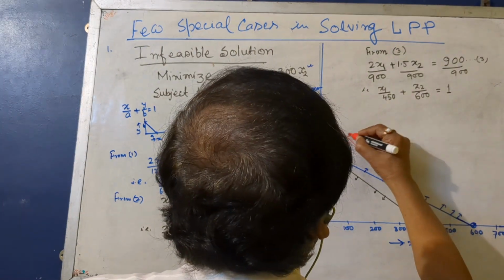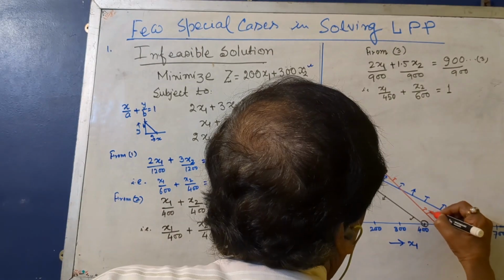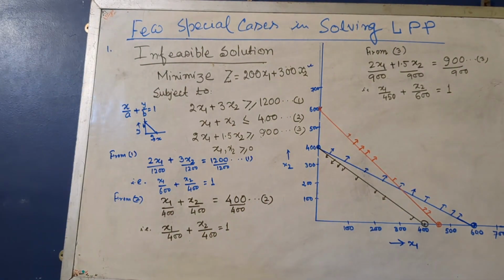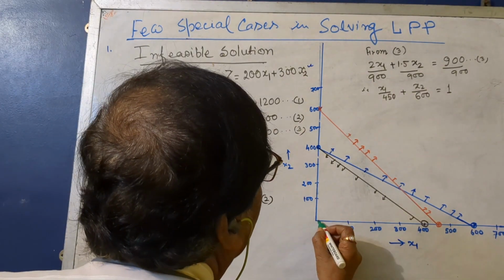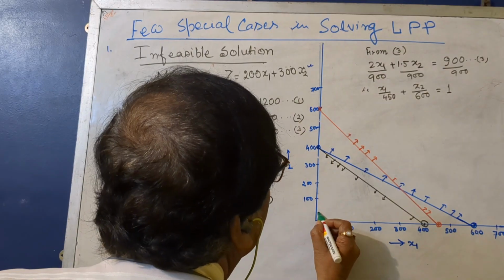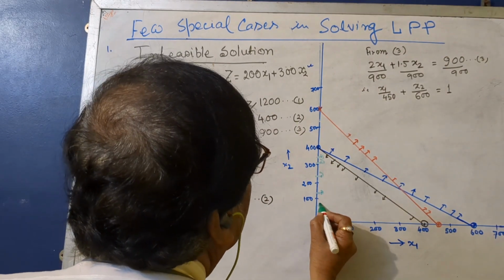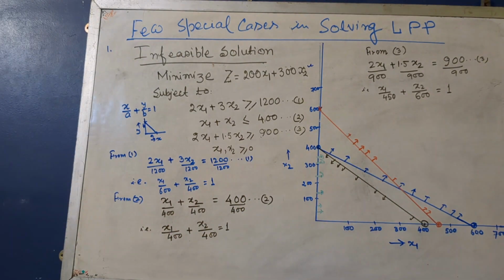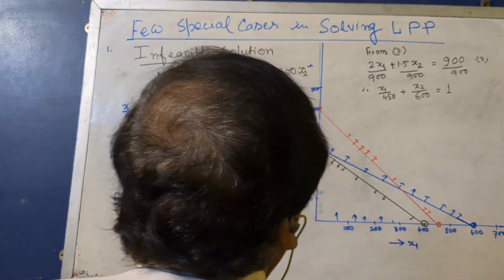Upper, this is greater than. Okay. This line is greater than. And the other conditions are the non-negativity constraints: x1 and x2 greater than or equal to 0. If x1 is greater than or equal to 0, that means the line is in this direction. And x2 greater than or equal to 0 means this side, in this way.